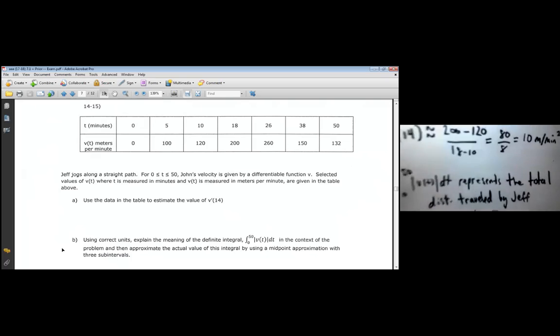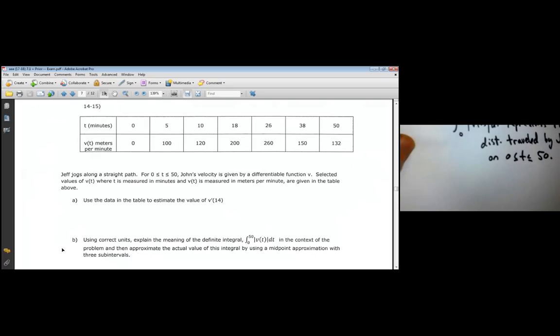Okay. Anything else? All good questions. All right, and then in part B, it also said to approximate the value using, we changed midpoint. What did I change it to? Left hand. Okay, so you know how to do that now. So already we're able to skip over some stuff, hopefully.